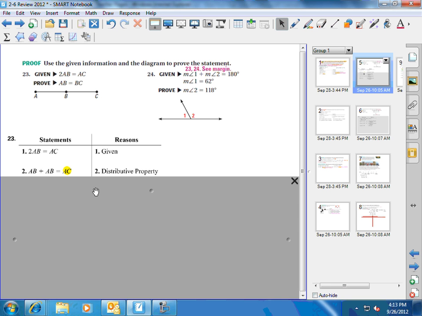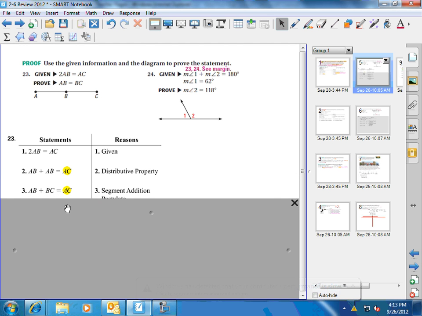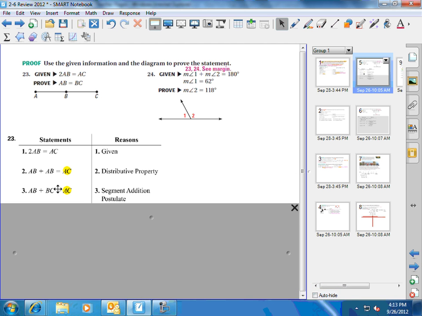You normally don't look at the distributive property that way, but if we were going from this statement to this statement, we could justify that with the distributive property. Now, why do I want to separate it like that? AB plus AB is equal to AC. Well, if I take the segment addition postulate and state what may be obvious, that AB plus BC is equal to AC, I can do a little manipulation and come up with AB is equal to BC.